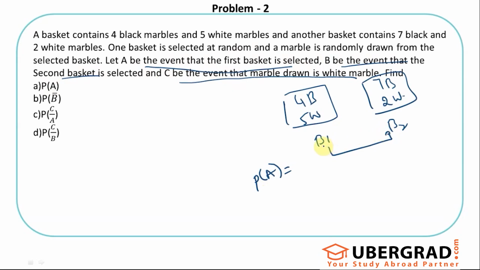What is this? I have 2 baskets. So there are 2 options for me. And what is my favorable one? Selecting the first basket. So it's 1 by 2. As there are 2 baskets, what is the probability of selecting the first basket? It's 1 by 2. Simple, right?